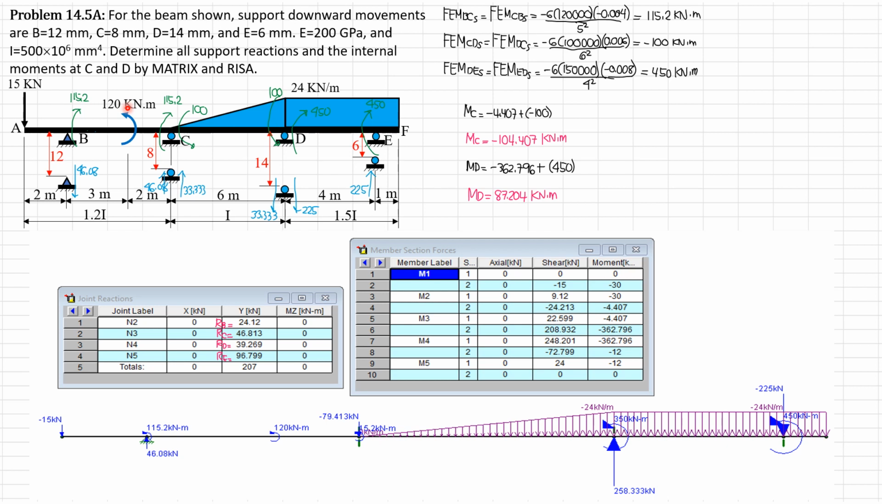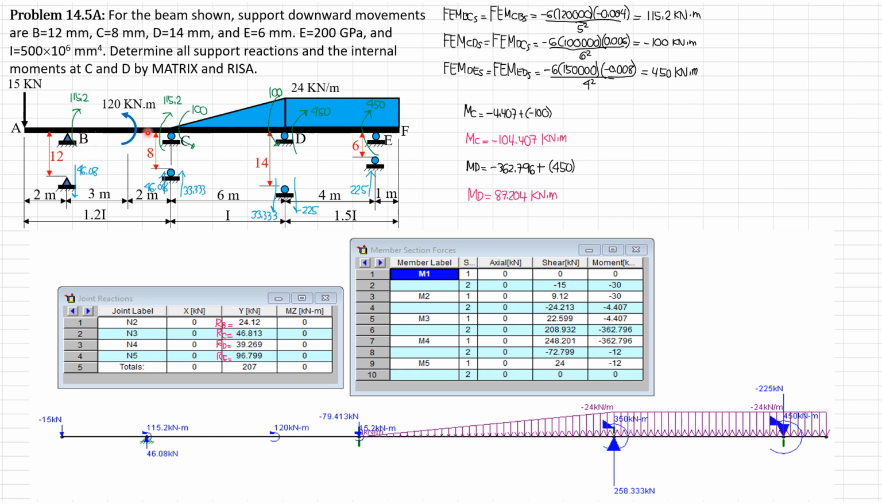So 115.2 times 2 minus 120 divided by 5 will give us, sorry, just due to the fixed moments. Because the loading is there already, we'll just compute the fixed forces due to this sideway moment. So fixed force VC times 5 equals 115.2 plus 115.2. So we'll get 46.08 kilonewtons.